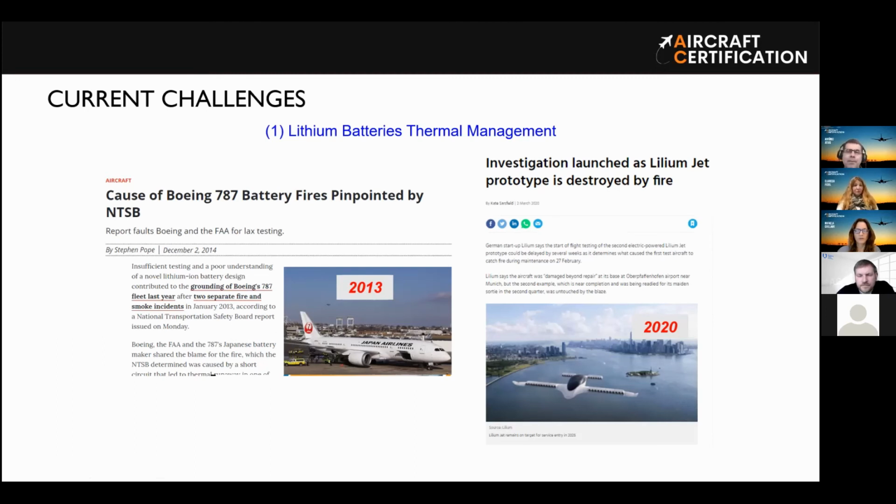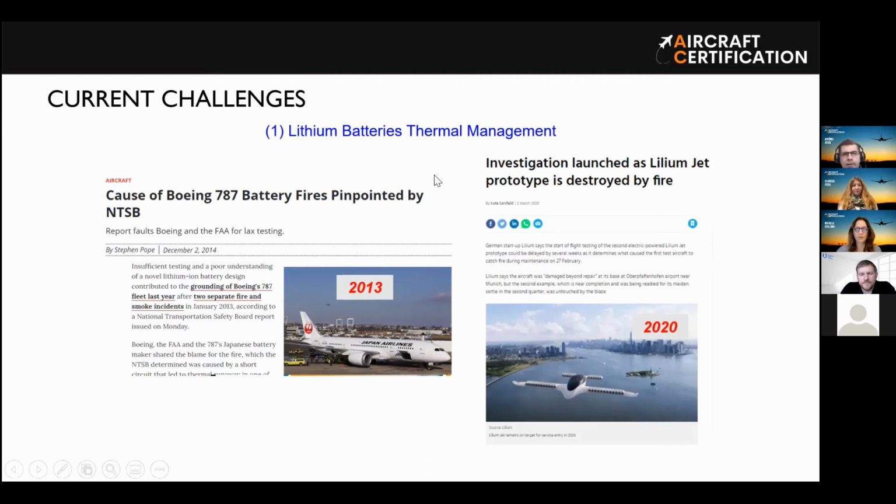This is still a big problem, and nowadays we are having all those new aircraft, those new eVTOLs, and many aircraft that want to use more and more lithium batteries, and the thermal management of those batteries is really a challenge. So there's a lot of people now doing research and analysis to improve that. Okay, so this is one important item.